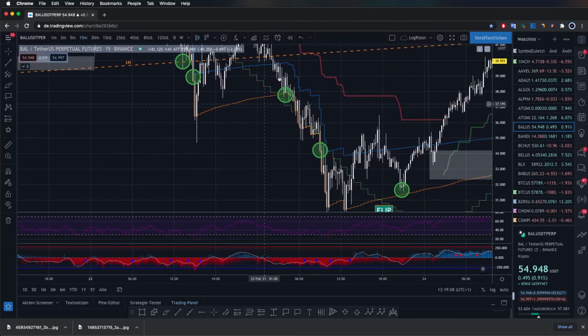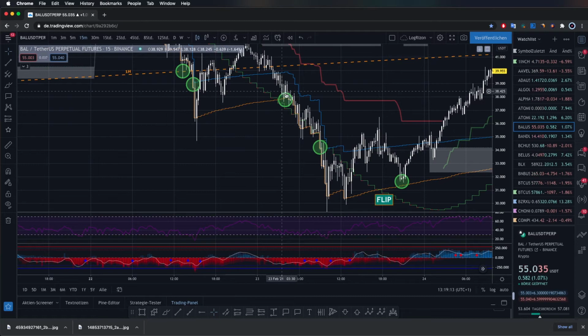But the price decided to go down again and again. So you couldn't know this before. At this point, I took again some percentages out.